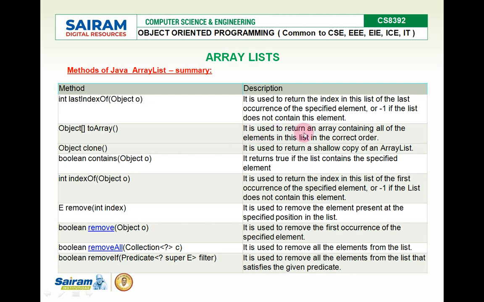So it is used to return an array containing all the elements in the list in correct order. So if you have an array list, it is formulated as an array that is going to be written as an object array. That is, if it has strings, a string object array will be returned. So toArray is a method converting your list elements into an array in the same sequence. That is what the toArray function does.